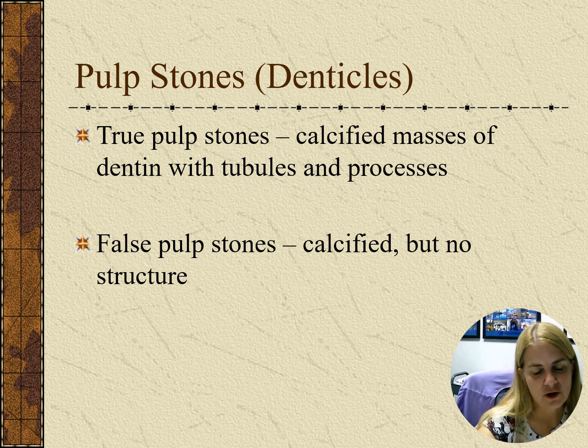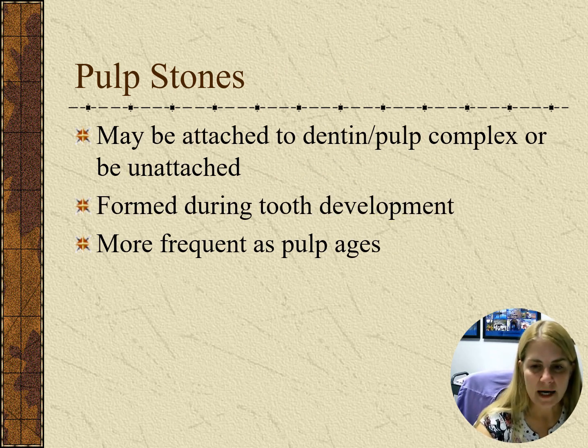Pulp stones, otherwise known as denticles, can be present within the coronal pulp area. We can have true pulp stones that are calcified masses of dentin that have tubules and processes, or we can have false pulp stones which are calcified but there's no structure to them. These denticles or pulp stones are masses of dentin within the pulp. It makes sense that this could happen because the odontoblasts line that outside area of the pulp. So if there's any disturbance, there can be dentin that's deposited in a different area within the pulp.